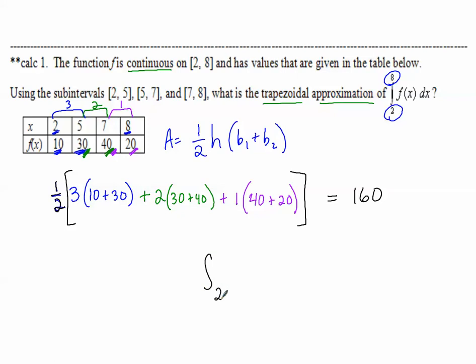So our final answer is that we'd say the integral from 2 to 8 of f of x dx is approximately 160. Now, what kind of approximation is this? Without a graph, I don't really have a good answer. Let's go to a problem where we might have a good answer.